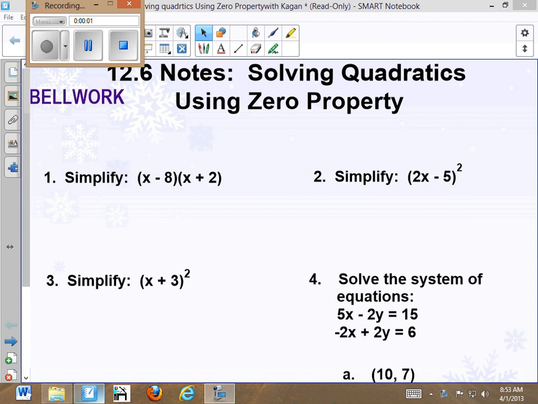Okay, this is 12.6, solving quadratics using the zero property. This is the easy part. Tomorrow's lesson is just as easy, but now you're going to have to put them into two binomials and then solve them by setting them equal to zero. It's okay. We'll get through it. So today we're just going to go nice and easy.